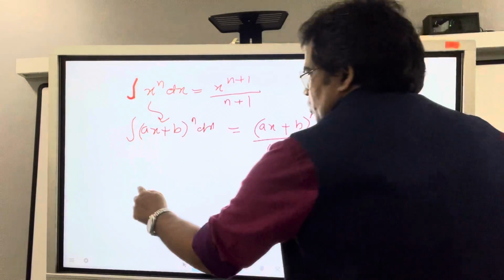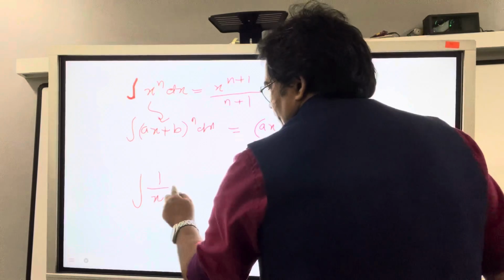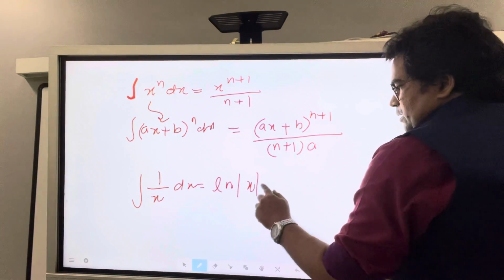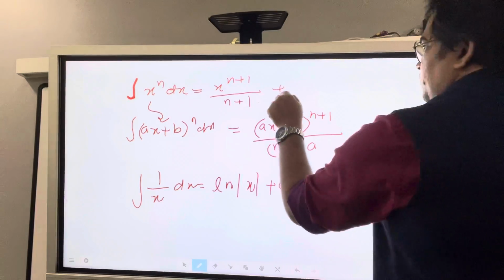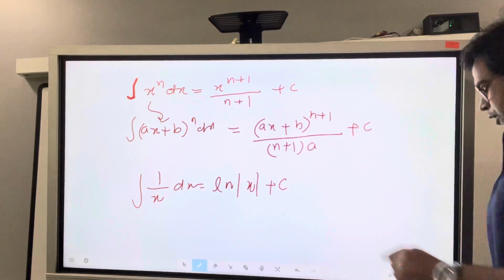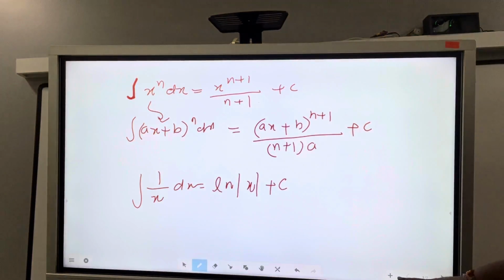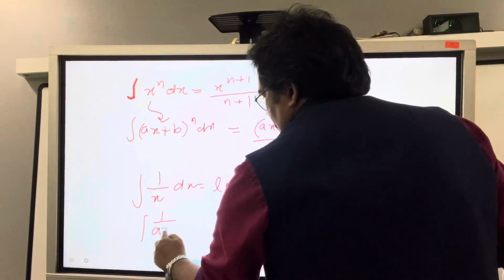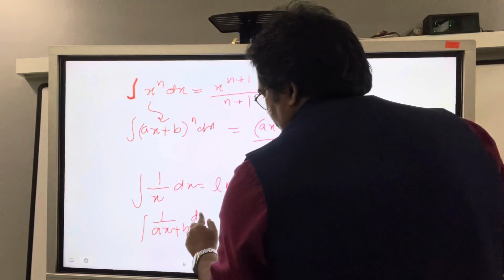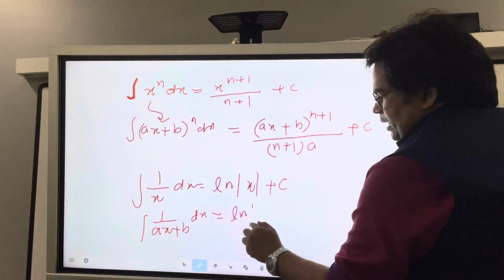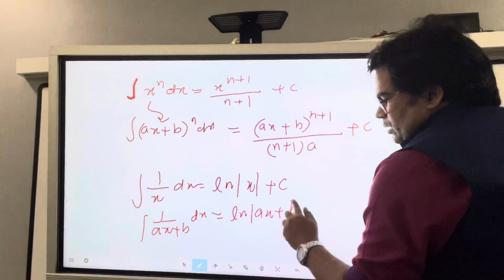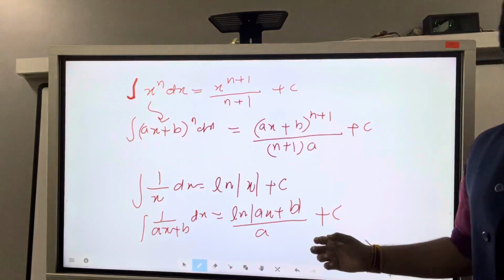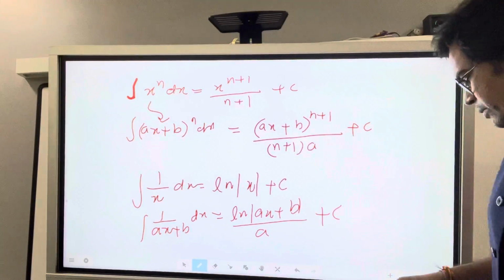Now the next one is when you're integrating 1 over x. Integration of 1 over x is ln x plus c. Now don't forget to put plus c if it is indefinite integration. Now if you have integration of 1 over ax plus b, it is ln of ax plus b, over a, plus c. So these are some of the important things that keep coming in the additional math exam.